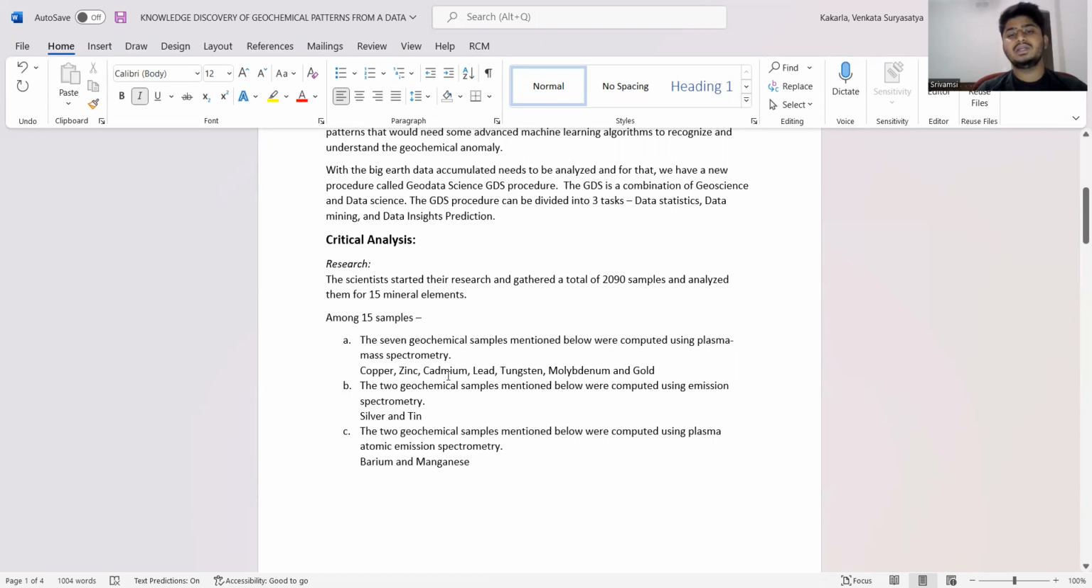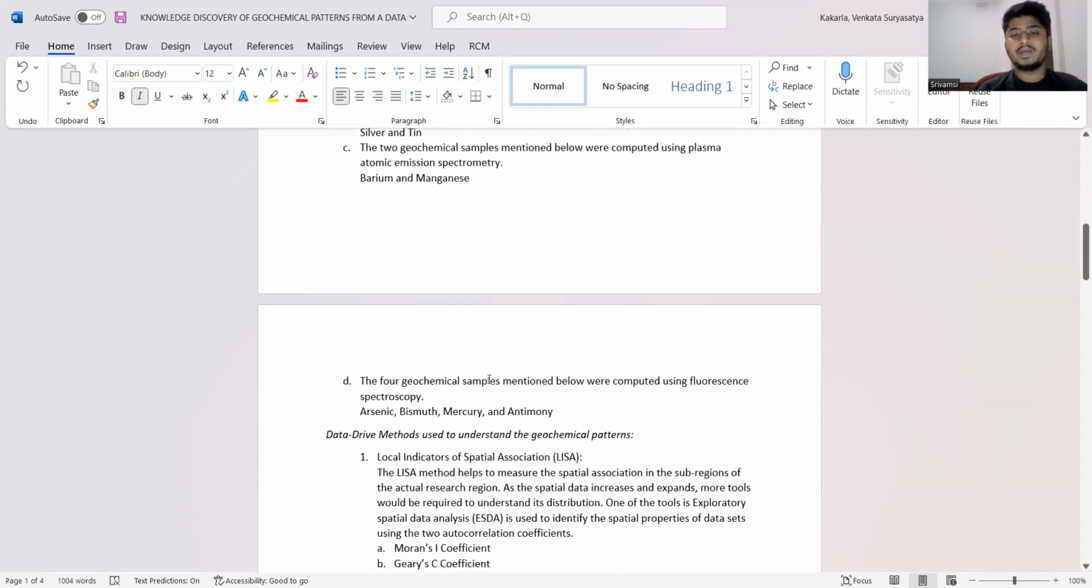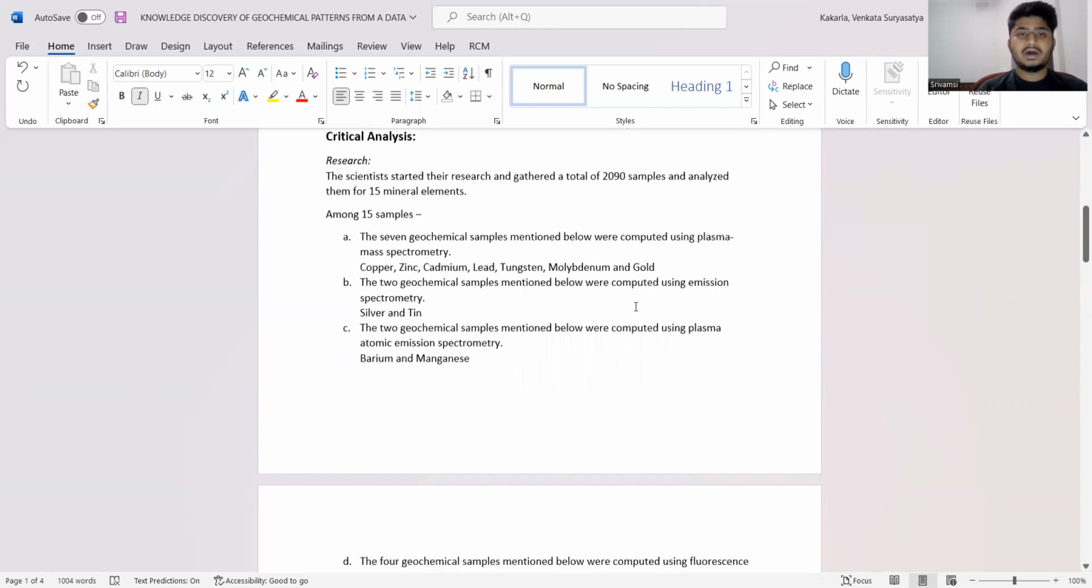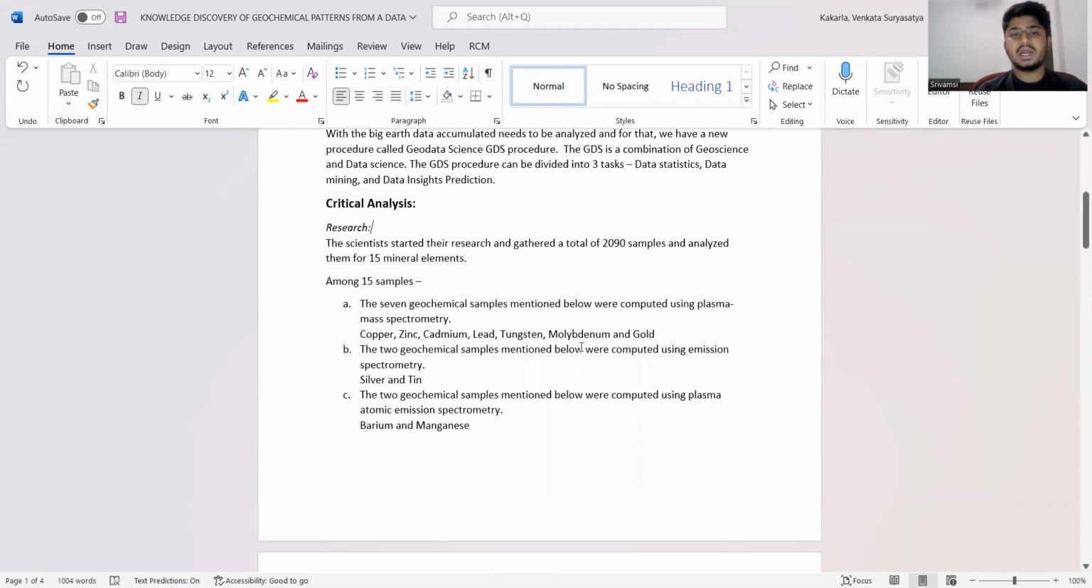copper, zinc, cadmium, lead, tungsten, molybdenum, and gold. The 2 elements mentioned below were computed using emission spectrometry. They are silver and tin. And the 2 elements mentioned below were computed using plasma atomic emission spectrometry, that is barium and manganese. And the fourth group was computed using fluorescence spectroscopy: arsenic, bismuth, mercury, and antimony. All these 15 mineral elements were gathered among the 2090 samples.